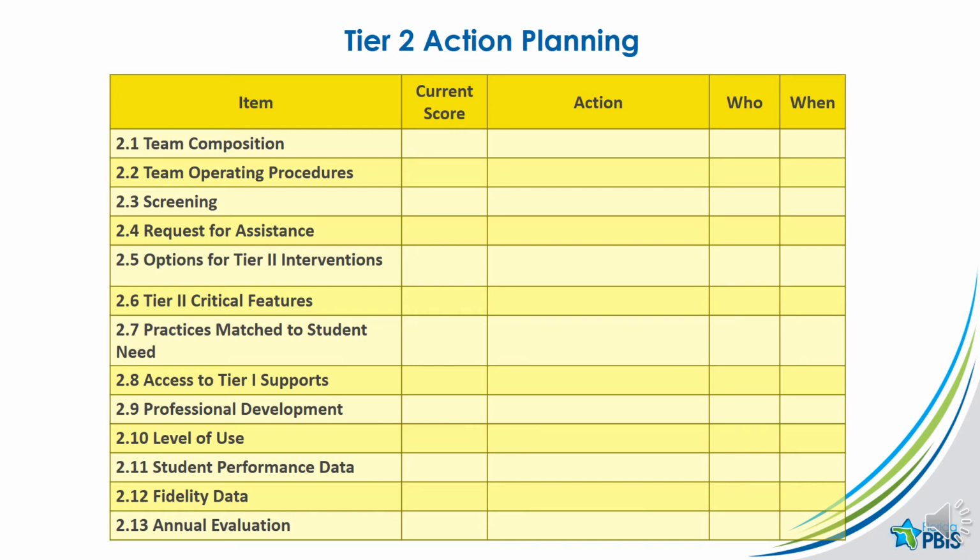Your TFI results should inform the basis for action planning and for facilitating the decision-making process of a team as they identify which items will be the focus of their implementation efforts, what the specific actions will be for those items, who will lead in completing those actions, and the date by which the actions should be expected to be completed. This slide shows a sample action planning format for Tier 2 that you can access at the end of the TFI measure.